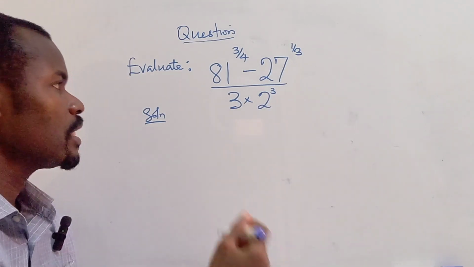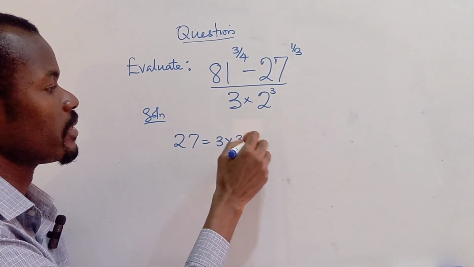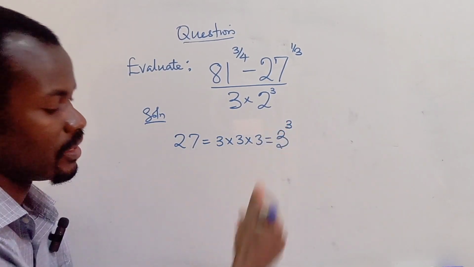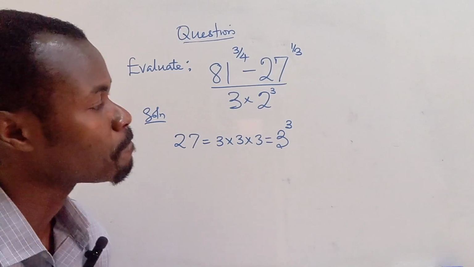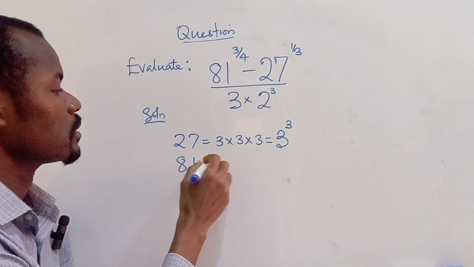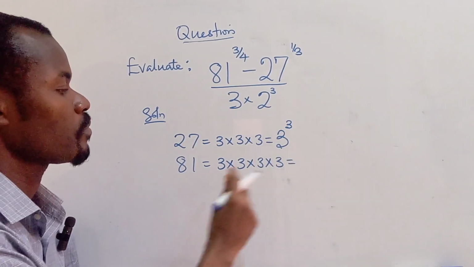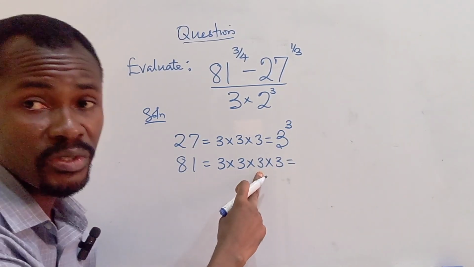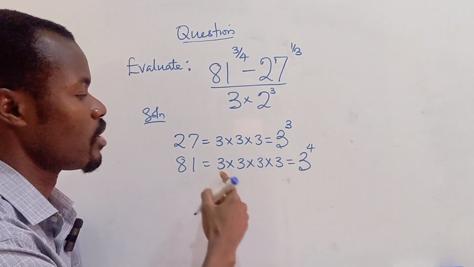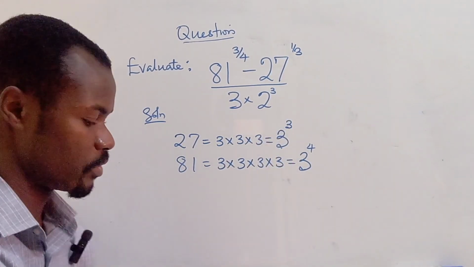Now the first thing I can recall, 27 means 3 times 3 times 3. When you are solving in indices, you want to put everything in power form if you see large numbers. So 81 is 3 times 3 times 3 times 3. 3 times 3 is 9, 9 times 3 is 27, times 3 we have 81. But we'll write it as 3 raised to the power of 4. And 27 is 3 raised to the power of 3.